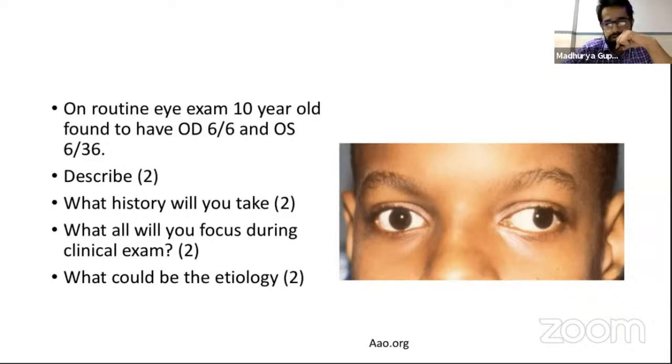For description, this looks like an exotropia of the left eye, where through the Hirschberg test, I can say that it is around 30 to 40 degrees. For the history, I will take a history of the onset, whether it is an acute onset or has it been present since childhood. I would also like to take the history whether this eye comes to focus sometimes or not. So according to the Newcastle score that you previously discussed, I will ask the parents whether this eye comes to focus.